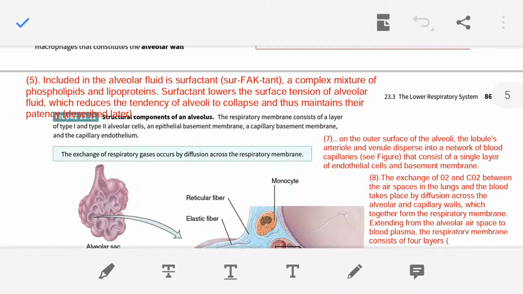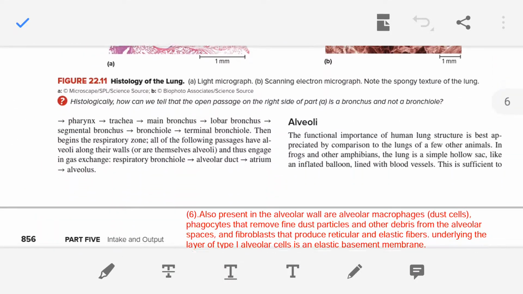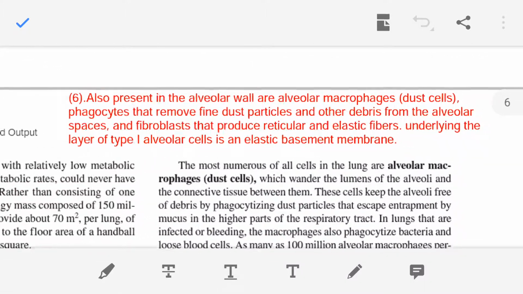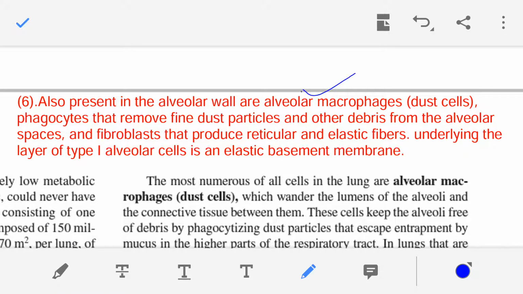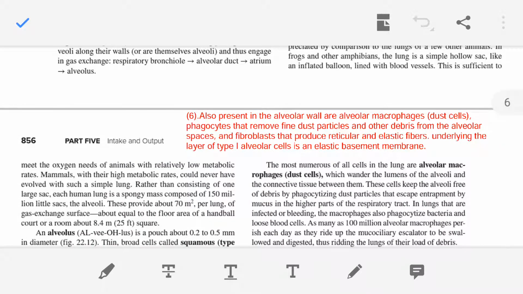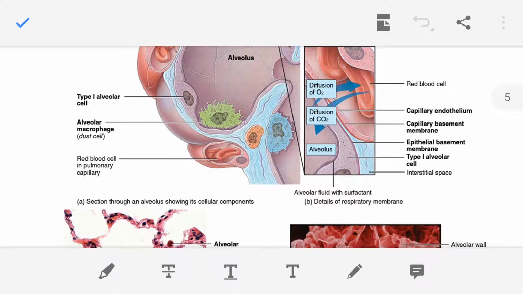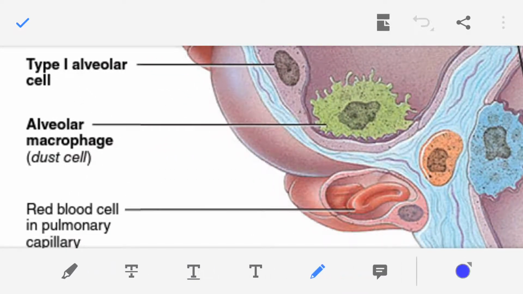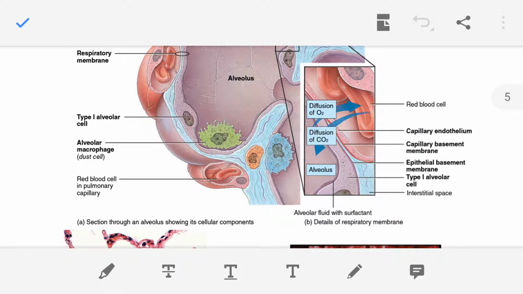Now moving on to the sixth point of our discussion. Now in the alveolar wall, alveolar macrophages are also present, and these alveolar macrophages are also known as dust cells. So in the figure I am showing you the alveolar macrophage cell. See over here, alveolar macrophage. This is the green colored cell they are showing. Okay, this is the alveolar macrophage.